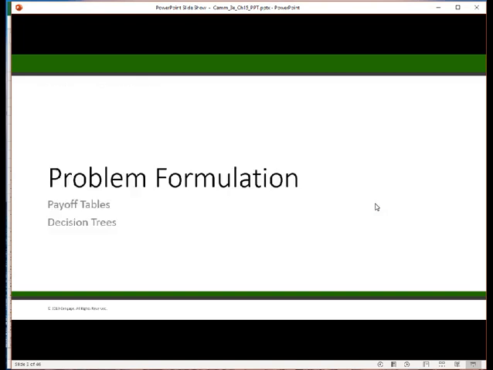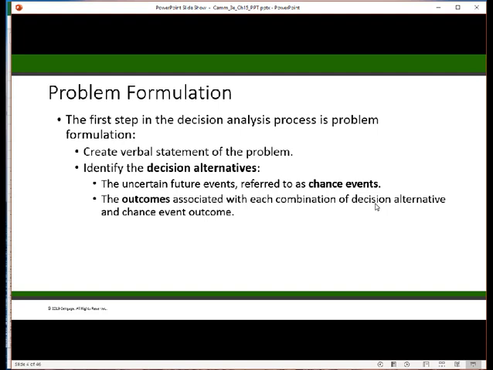So the first step is going to be problem formulation. And we're going to work with our customers to create a conceptual understanding of the problem. And so that's going to start with a verbal statement of the problem. And then from that, we can start doing research into the problem domain and getting background information, understanding of the terms and the concepts involved with this particular problem.